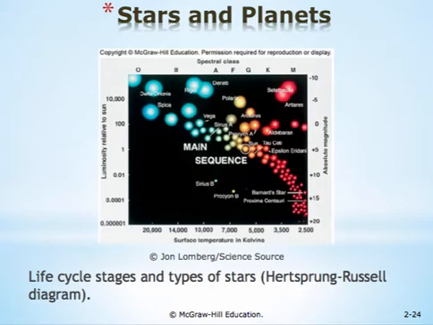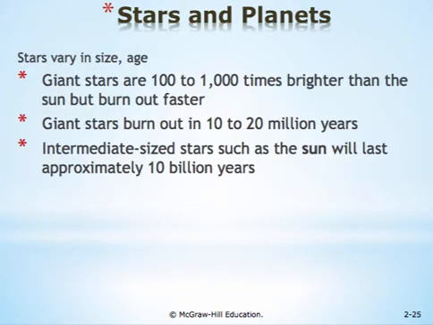Life cycle and types of stars. Stars vary in age and size. There are giant stars that are 100 to 1,000 times brighter than the sun, but they burn out faster than the sun does. Giant stars burn out in 10 to 20 million years. Intermediate-sized stars, such as the sun, will last approximately 10 billion years.